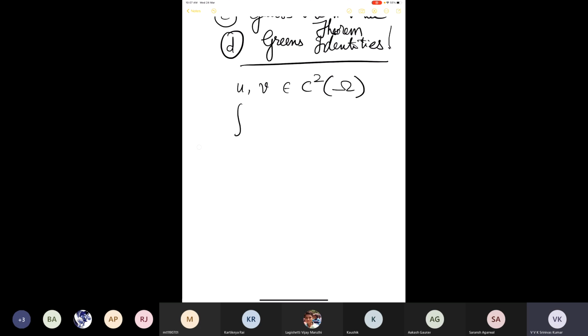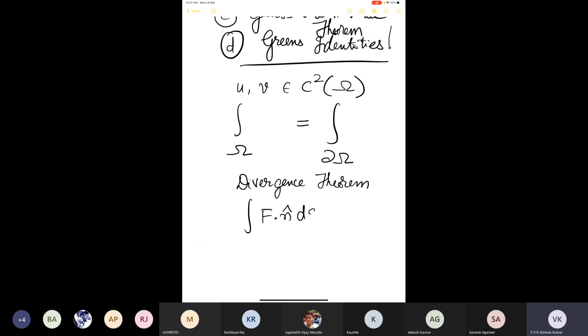Then what is the Green's identity? Something to do with the integral on the domain and the integral on the boundary. This comes from the divergence theorem. What is the divergence theorem? It is the integral of f dot n cap ds on the surface is equal to the integral of del dot f bar dx on the domain. This was our divergence theorem.